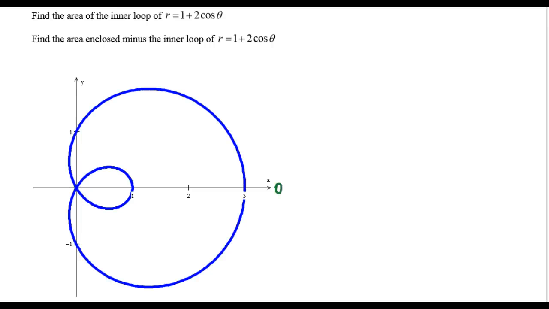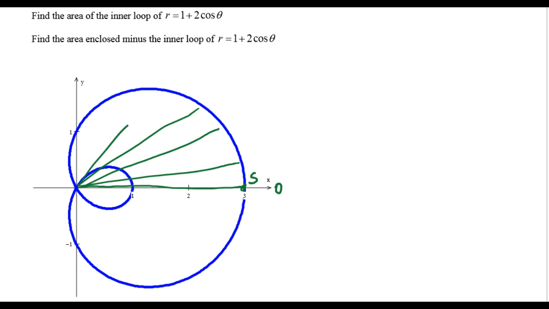So at the angle 0, my starting location is right here. If I were to start creating sectors to find areas starting at 0 and then moving counterclockwise, the first sector I'm going to create is going to look something like this. And then as I continue to move along, I'm going to have all of this area that's accumulating in these sectors until I get to the pole.